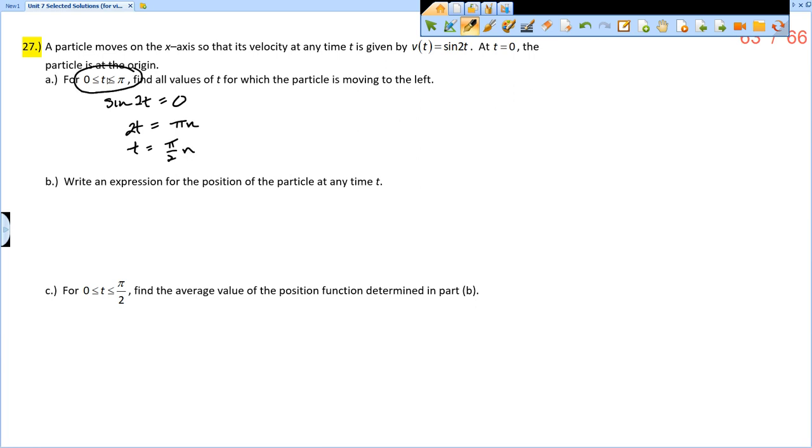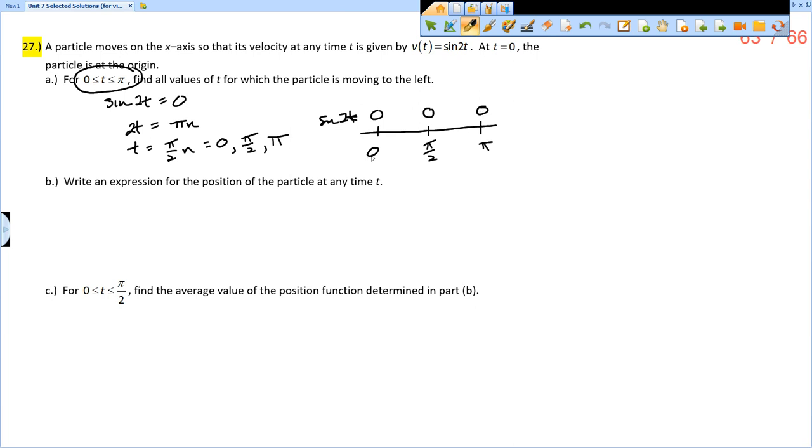Now, if we're going from 0 to pi, that means t would be at pi over 2 n at 0, pi over 2, and pi, right? So the two endpoints and pi over 2, right? And so now I want to do a sign analysis. So I'm going to put 0, I'm going to put pi over 2, and I'm going to put pi, and I have the sine of 2t. All right, so now I have 0, 0, 0.